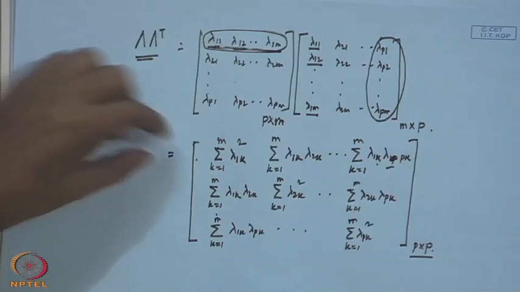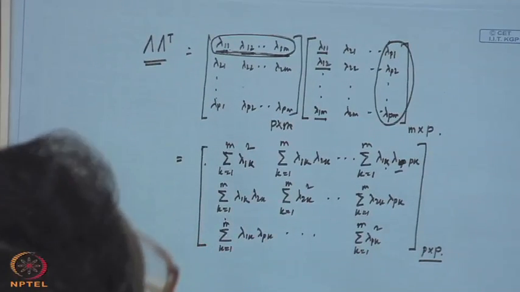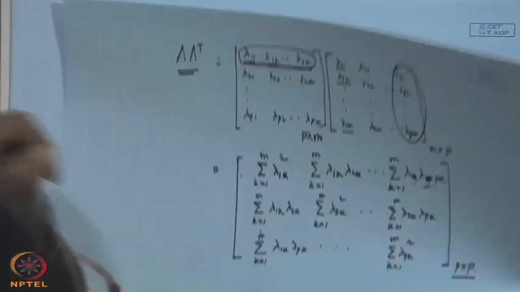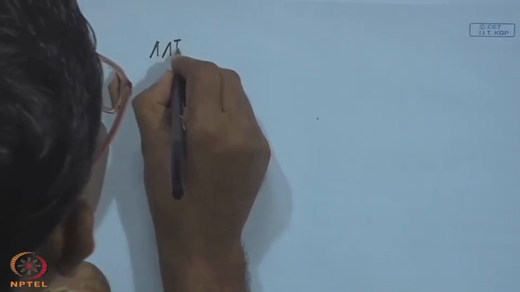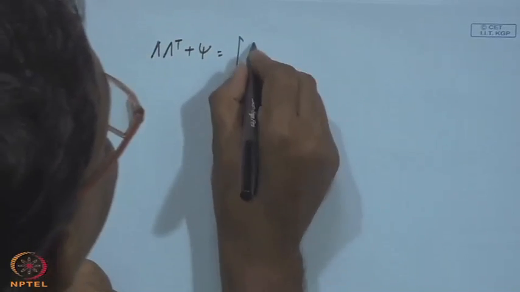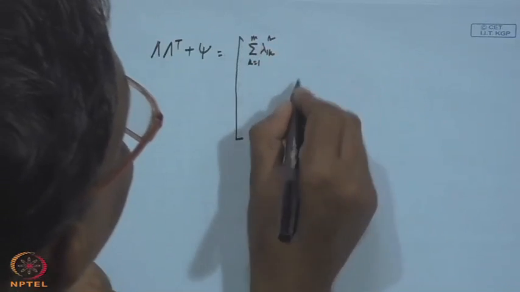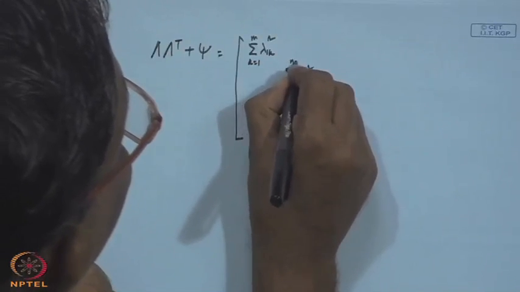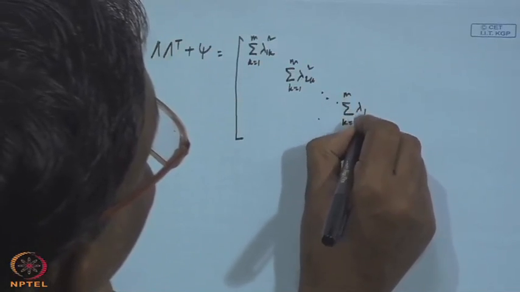So this diagonal element is the variance component, off diagonal element is the covariance component, and this diagonal element relates to each of the variables also. Then if I write down further, I can straightaway write lambda lambda transpose plus psi. I am not writing the off diagonal elements now, only the diagonal elements: lambda 1 k square, k equal to 1 to m, lambda 2 k square, k equal to 1 to m, lambda p k square, k equal to 1 to m.